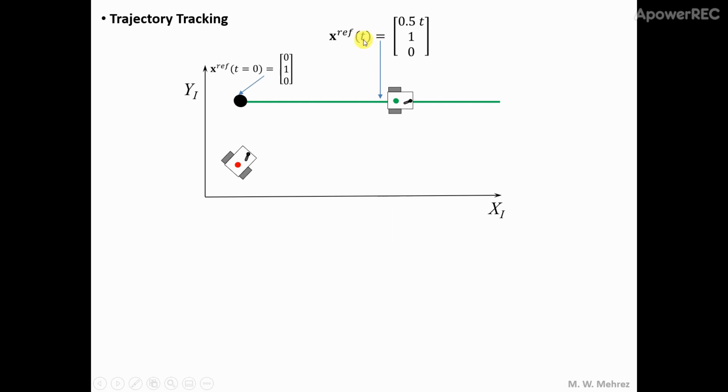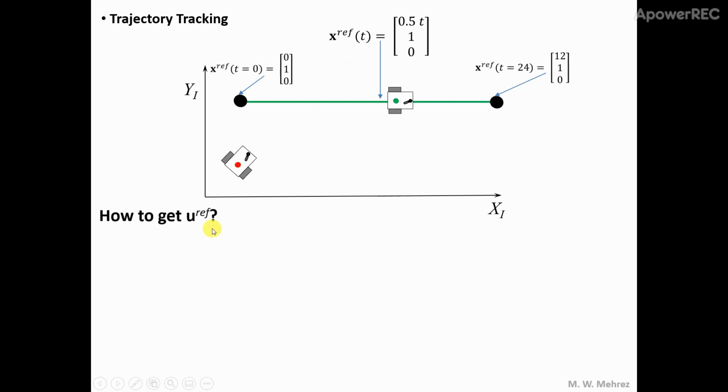So for example, when the time t here is 0, xref becomes 0, 1, 0, and that's the first point along my trajectory. And when t equals 24, for example, the reference vector becomes 12, 1, and 2. And let's take this as the endpoint of our trajectory. So this is xref so far.